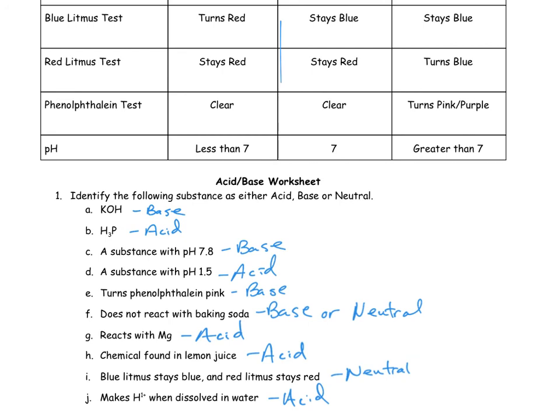For I, if blue litmus stays blue and red litmus stays red, then that is going to be a neutral solution. It didn't change either color of the litmus, so it's not an acid or a base. And for J, it makes H+ ions when it's dissolved in water. That's the definition of an acid.